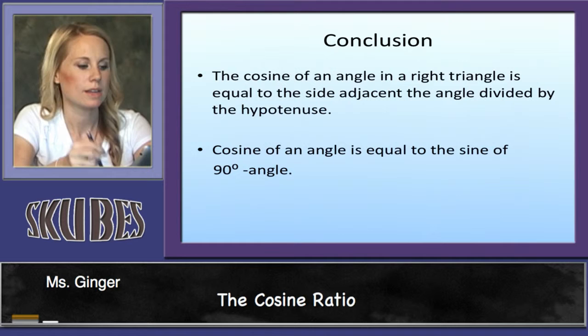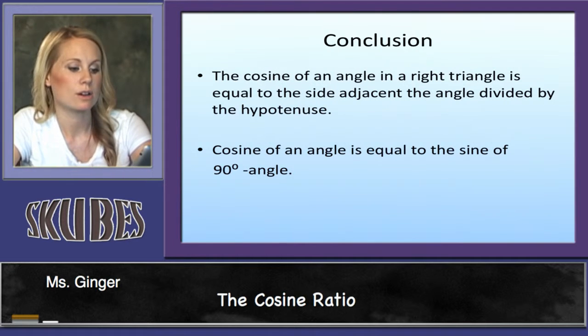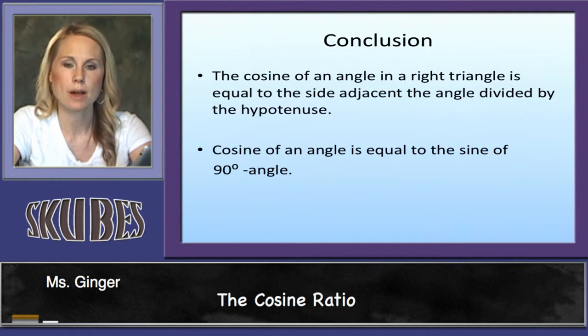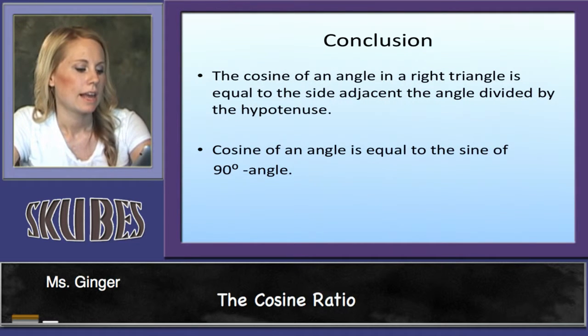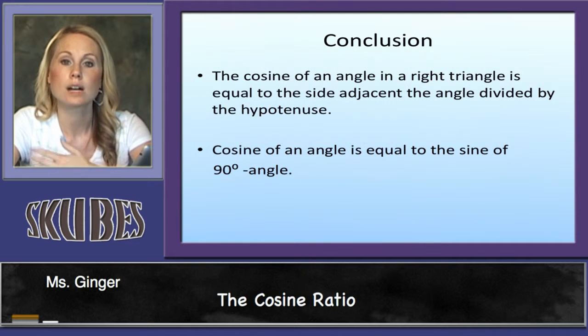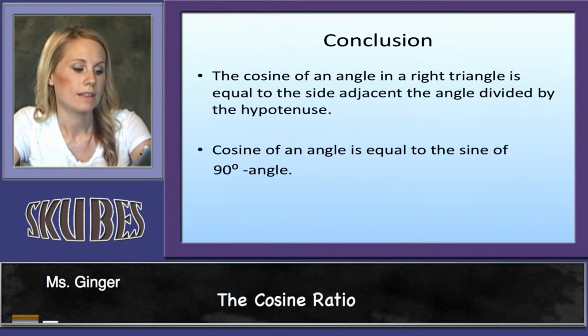So that's pretty neat. So two things to remember about our cosine ratio is that it is found by taking the adjacent over the hypotenuse sides of the triangle, and that the cosine of an angle is going to be equal to the sine of the complement of that angle. And this is going to conclude our lesson on the cosine ratio.